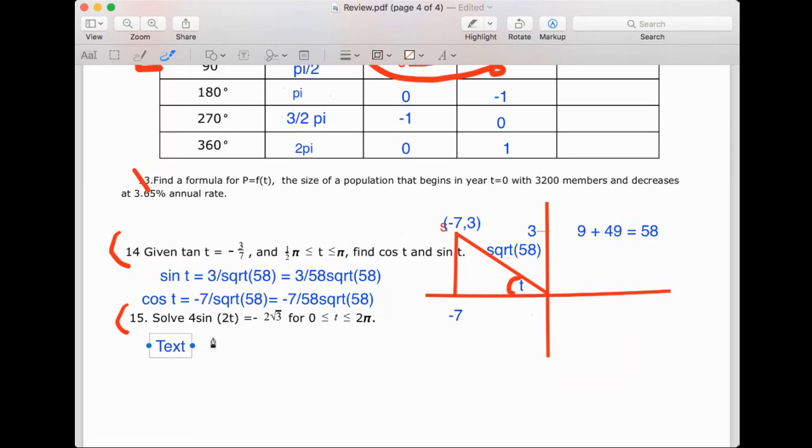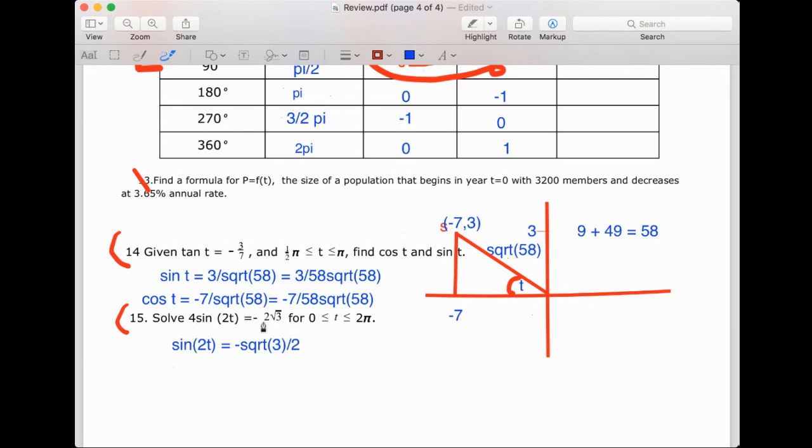15 says solve this equation. Maybe you need to use a table. So we have 4 sine 2t equals -2 radical 3, and t is in these 4 quadrants. So we know already there are two values of t that will give us this value. Well, let's divide by 4 first. After we divide by 4, we get sine of 2t equals negative square root of 3 divided by 2, right?